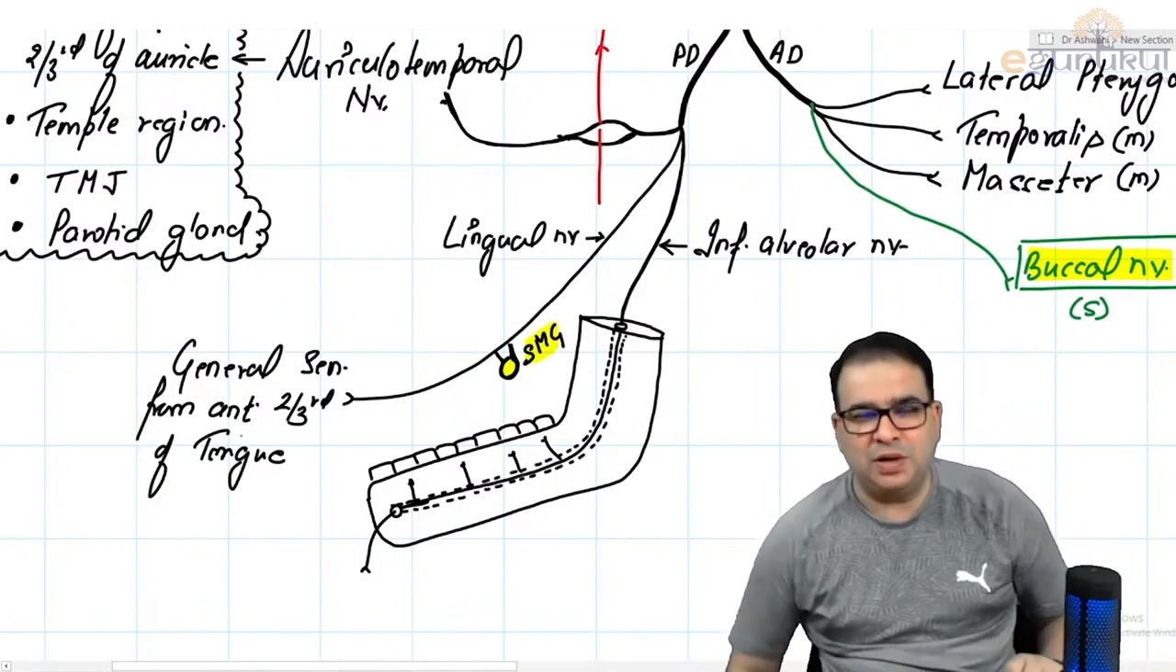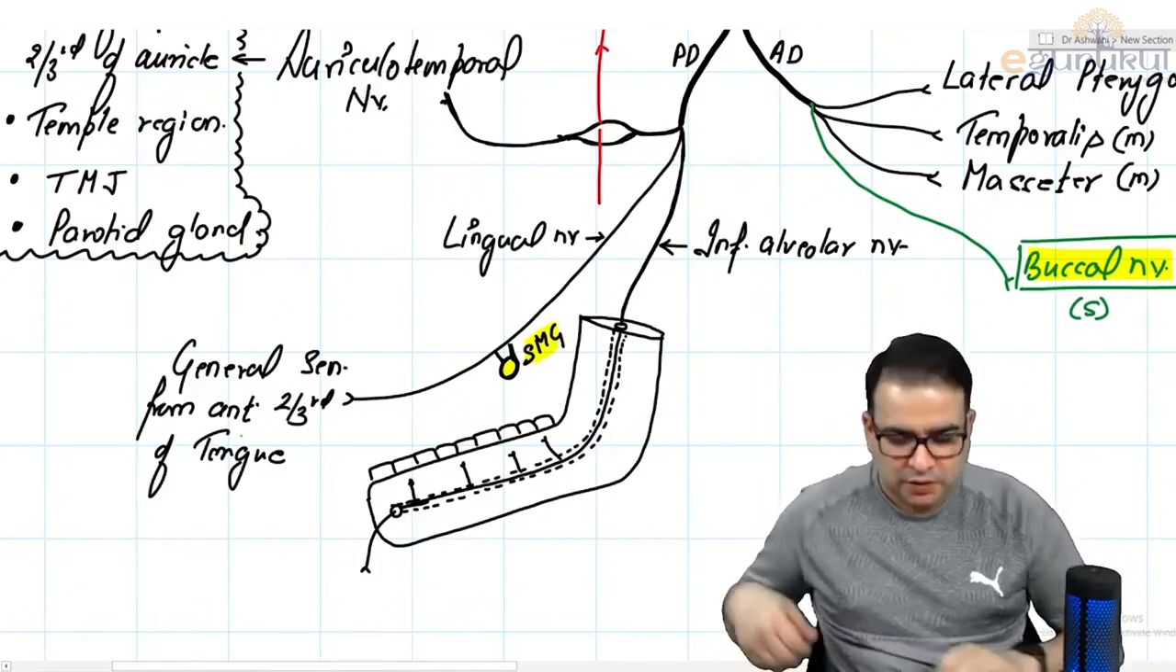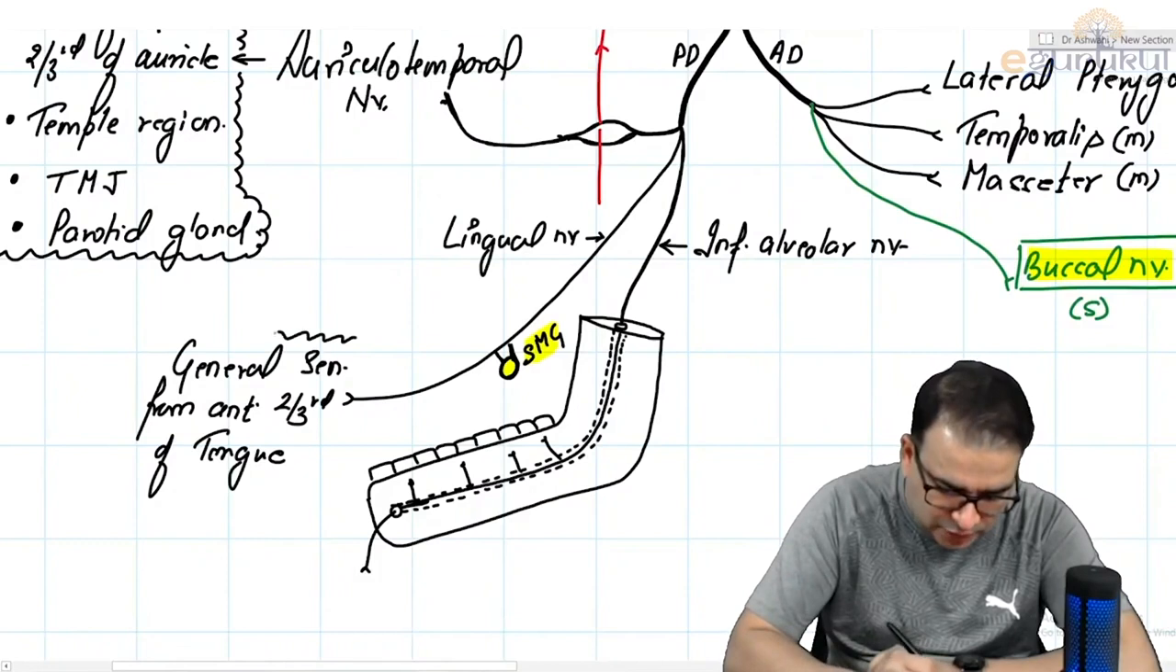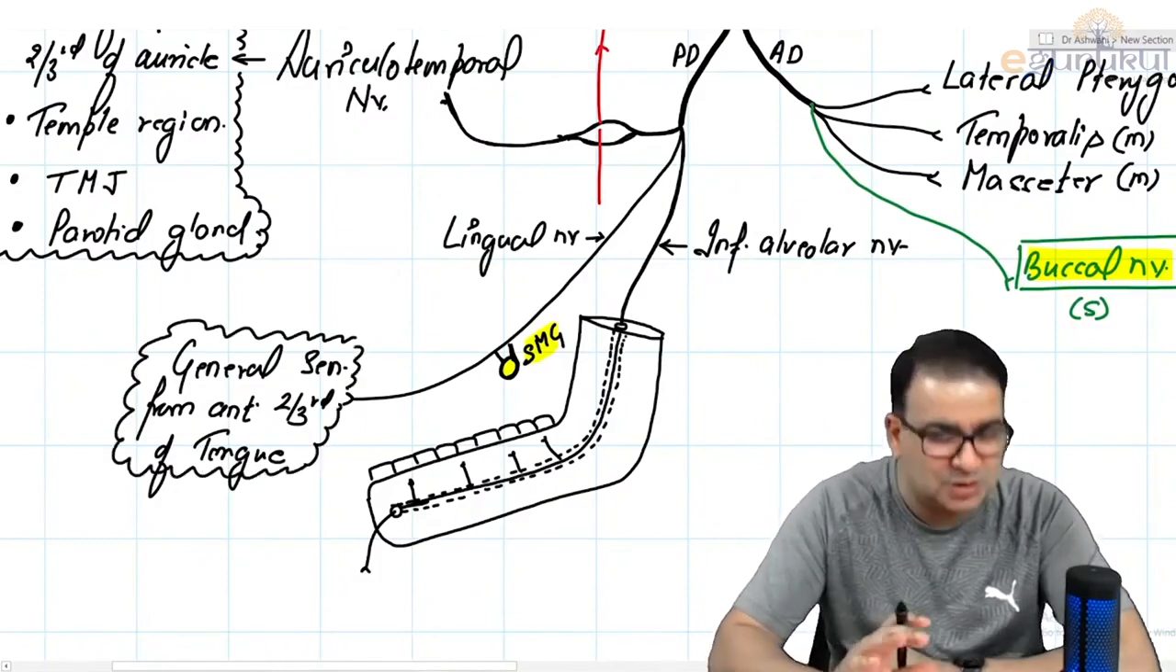That's what the lingual nerve is doing. It is carrying the general sensation from the anterior two-third of the tongue. That's the function of the lingual nerve. And it is topographically connected to what ganglion we said? It is the submandibular ganglion.